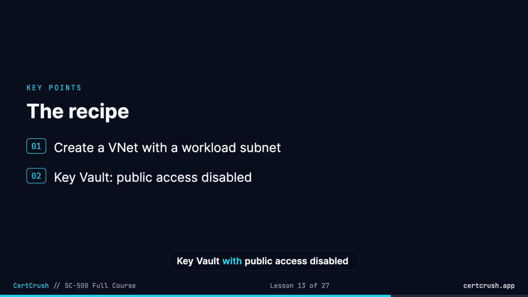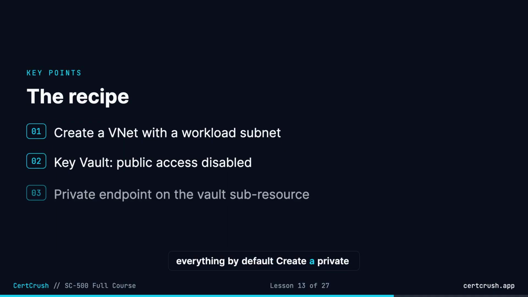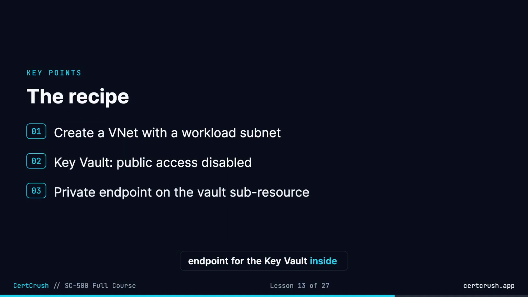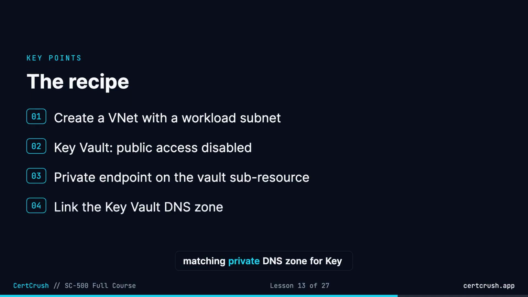Create the Key Vault with public access disabled and its firewall set to deny everything by default. Create a private endpoint for the Key Vault inside your virtual network, targeting its vault subresource. Create or reuse the matching private DNS zone for Key Vault and link it to your virtual network.